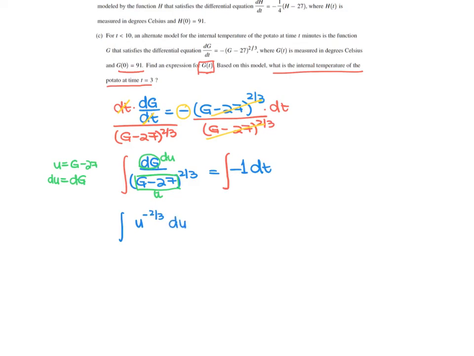And we're just going to finish up this left side before moving on to the right side. So using power rule, we can add 1 to the exponent divided by the new exponent. So we have u raised to 1/3 divided by 1/3, or multiplied by 3, and our u is g minus 27. Okay. And now on the right side, negative 1 dt, the antiderivative with respect to t is negative t plus c.